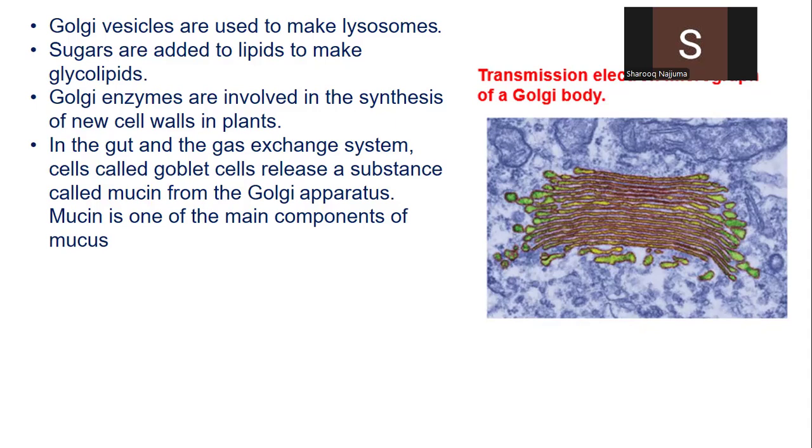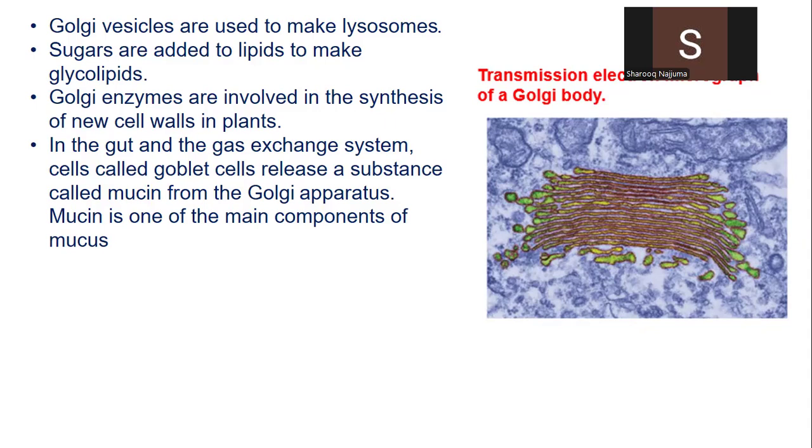Yeah, Golgi vesicles form lysosomes. We are going to look at what lysosomes do. So the Golgi body does not only modify proteins, it also modifies lipids. Those are the fats and oils. How? Still by adding carbohydrates to them to form glycolipids.